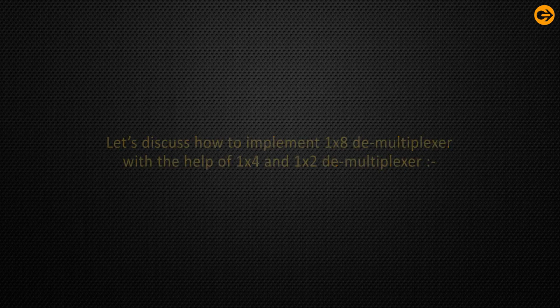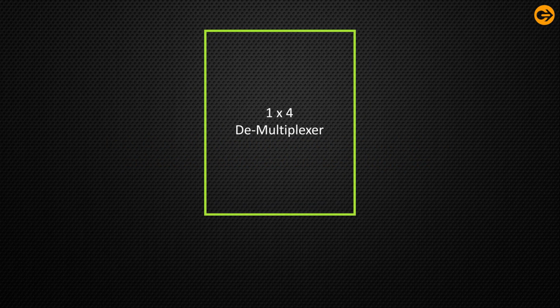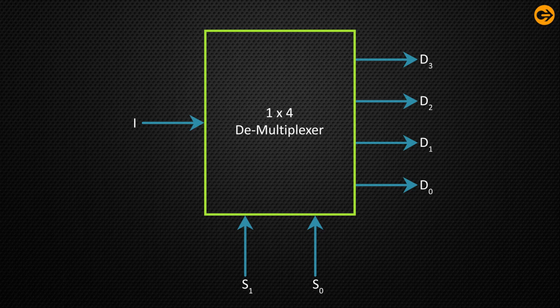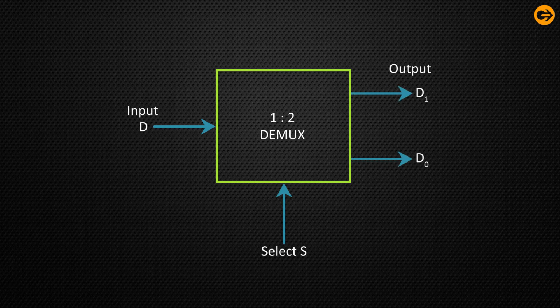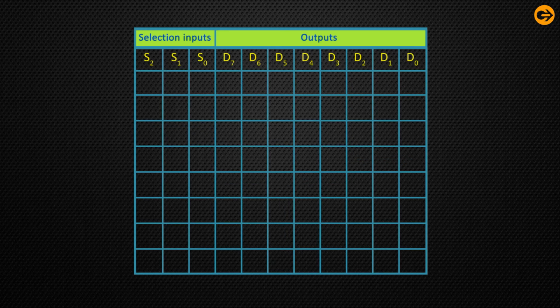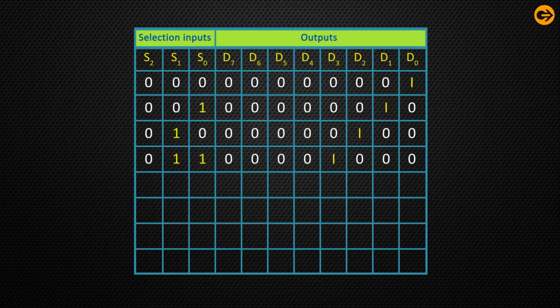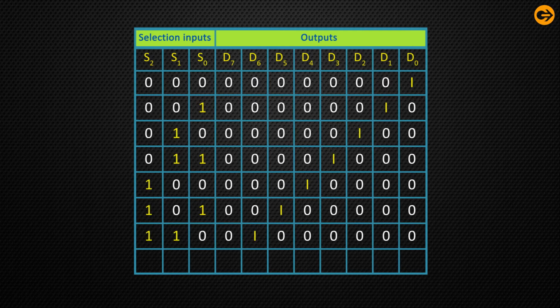demultiplexer. As it is known, 1 to 4 demultiplexer has one input line along with 2 select lines and generates 4 output lines. 1 to 2 demultiplexer has one input with one select line and generates 2 outputs. This figure shows the truth table of the 1 to 8 demultiplexer. We can implement a 1 to 8 demultiplexer by using lower order demultiplexers very easily by considering the truth table.